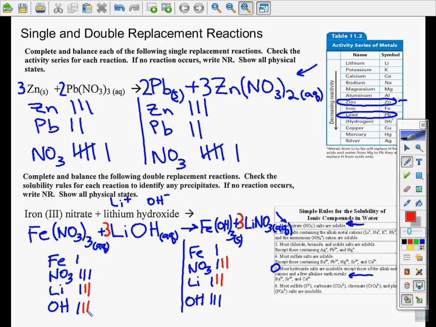All right, so it changes that. So now I have 1 iron on both sides, 1 iron 3. I have the nitrates, look good. I have 3 on both sides. I have 3 lithiums on both sides. And I have 3 hydroxides. That is, in fact, my balanced equation for this reaction. And that is my double replacement. The trick there is you have to look at the solubility rules and determine, does a precipitate form, which is the solid? And in this case, the answer is absolutely yes.